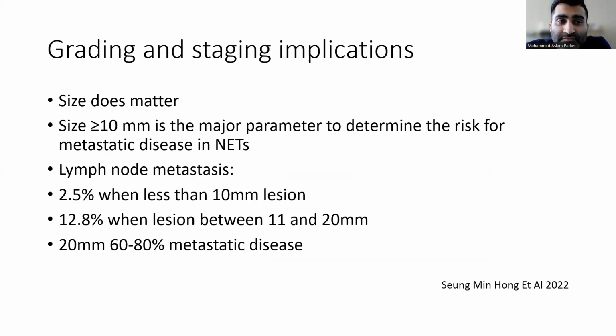In terms of lymph node mets, there's only about 2.5% when they're less than a centimeter, 12.8% when the lesion is between 1 and 2 centimeters, and then a 60 to 80% metastatic disease risk when it's more than 2 centimeters.